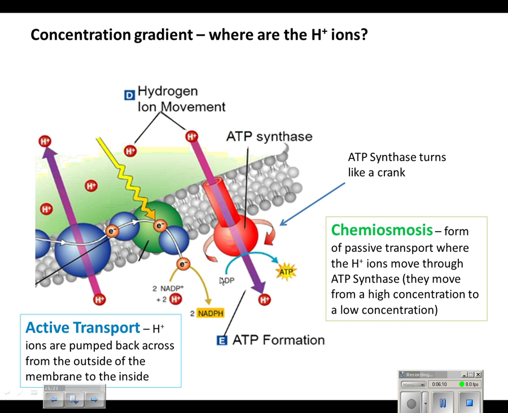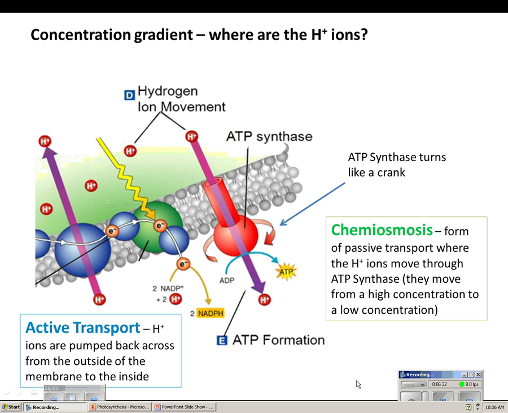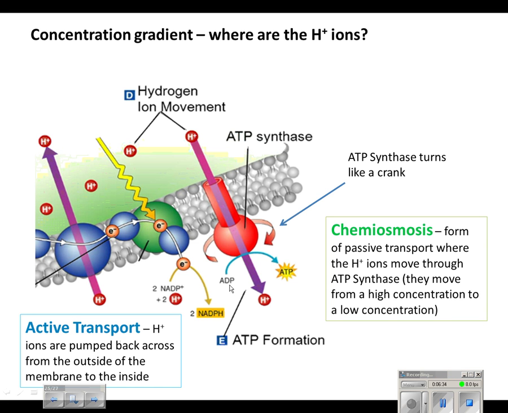As it does that, it's adding a phosphate onto ADP. Remember, ADP is the uncharged battery, and then ATP is when it has the 3 phosphates. So when this turns, we're adding that phosphate onto the ADP to form a fully charged battery. So we have this stored form of energy, and that's how we form ATP. And then that ATP is going to be used for the Calvin cycle, or the light independent reactions.